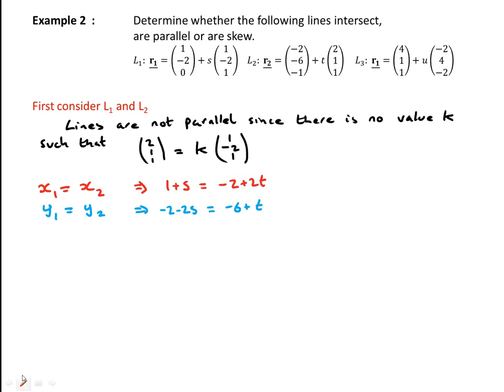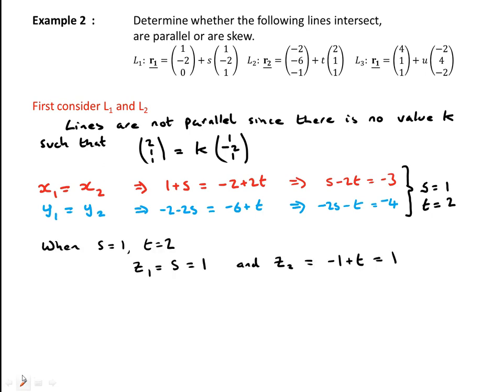Rewriting those simultaneous equations into a more friendly format, we have s minus 2t must be minus 3, and minus 2s minus t must be minus 4. Solving those simultaneous equations using a standard method, or indeed using your calculator, will give me s equals 1 and t equals 2.